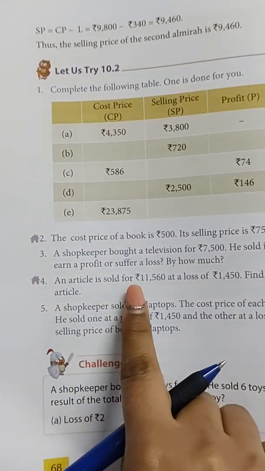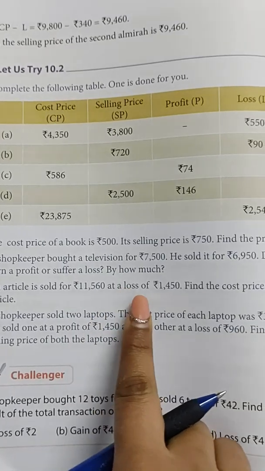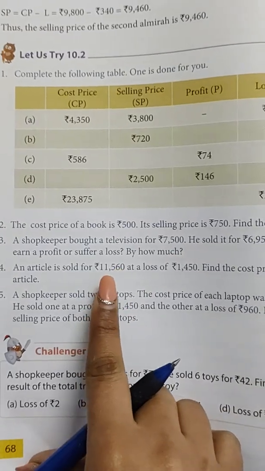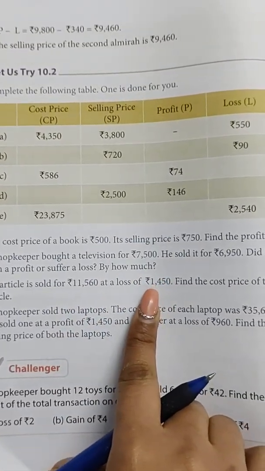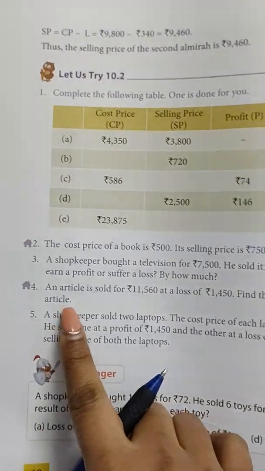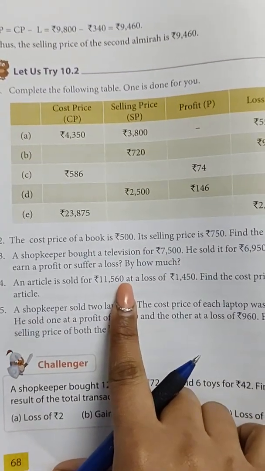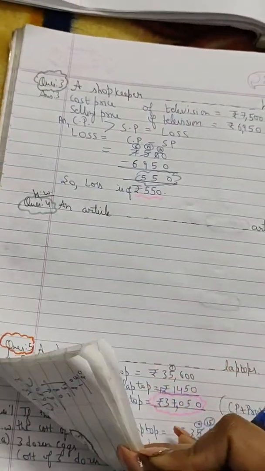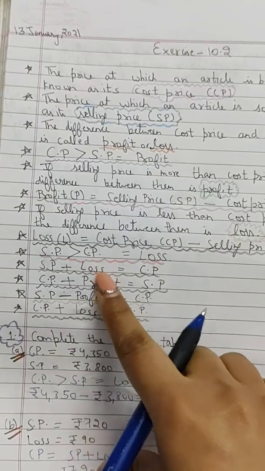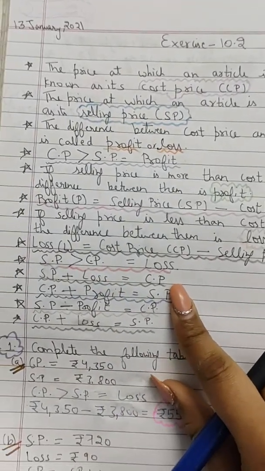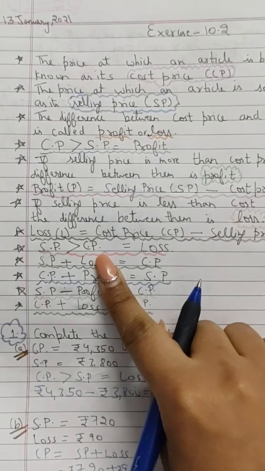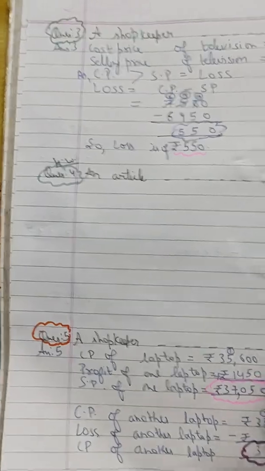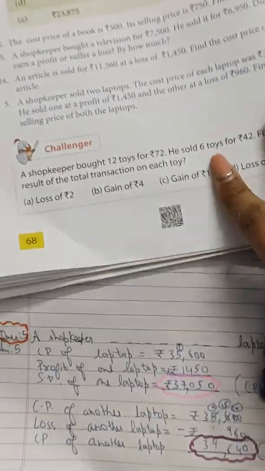Here an article is sold for rupees 11,560 at a loss of rupees 1,450. So he is selling it, so this is selling price, and this here is loss. Find the cost price of the article. So as you are having selling price and loss, you have to use a formula here to find out the cost price. So selling price plus loss will be the cost price. This one I have given you homework, question number 4. And now last question of this exercise.